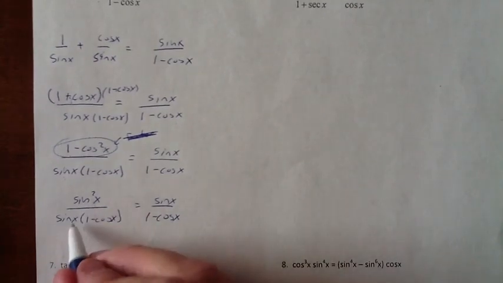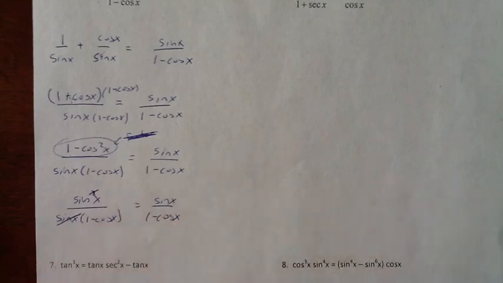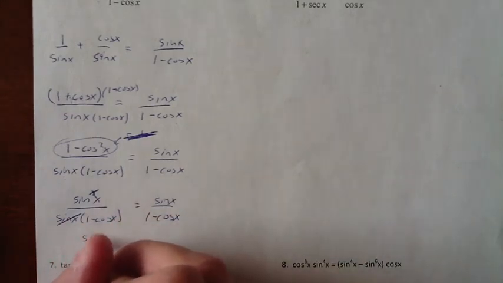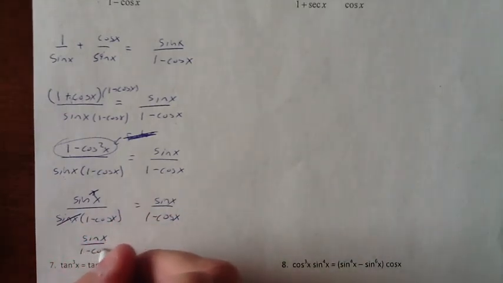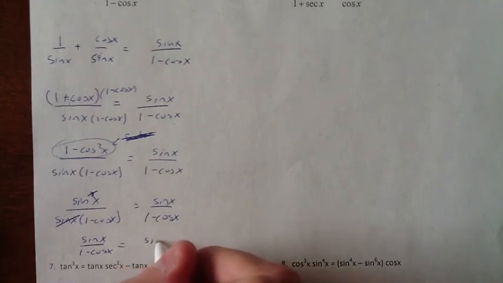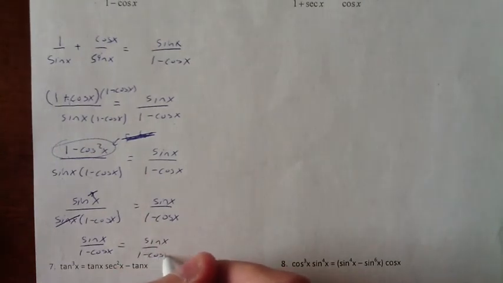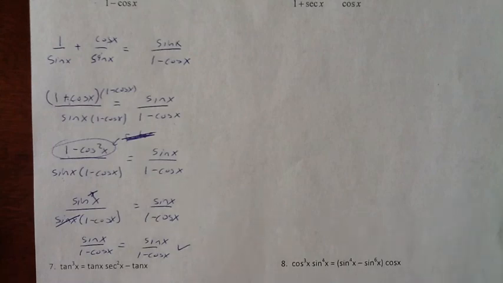All right, so what we notice is this will cancel. So what am I left with? Sine x over 1 minus cosine x equals sine x over 1 minus cosine of x. And we're done.